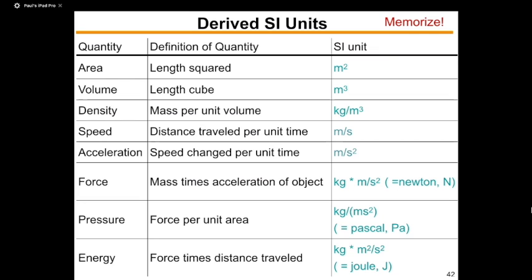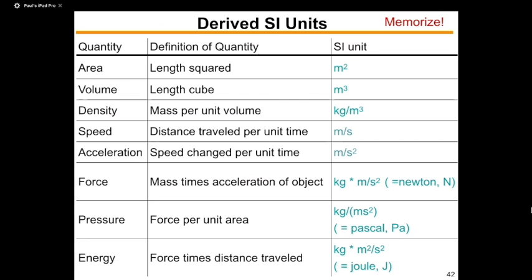But what I want you to know is that there are derived units, and we'll introduce those as we do more calculations. The ones that we're really going to use in this chapter, or this unit, are area, volume, density, and speed. Those are the very simple ones that we're going to focus on, and then we'll go on and use the others later.